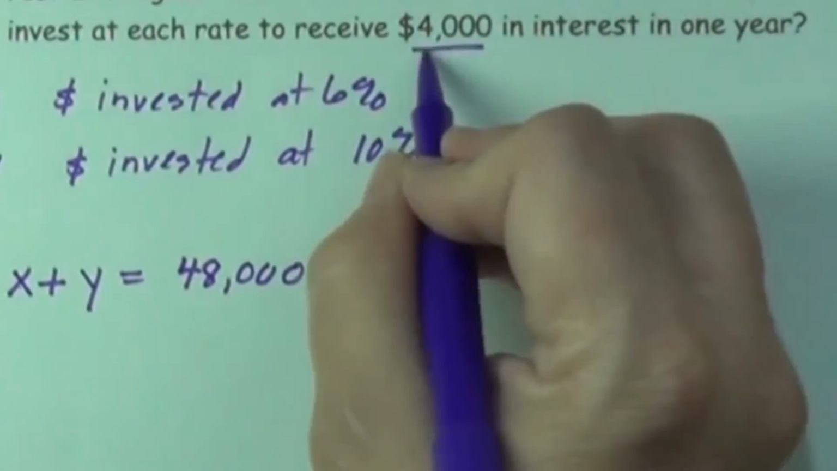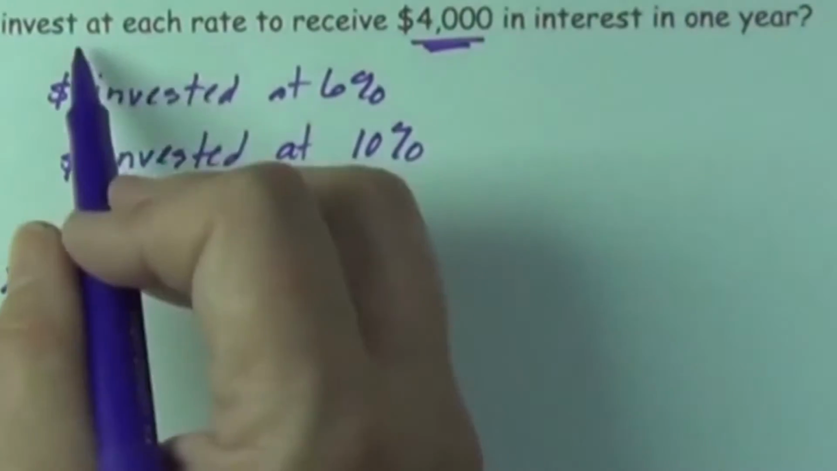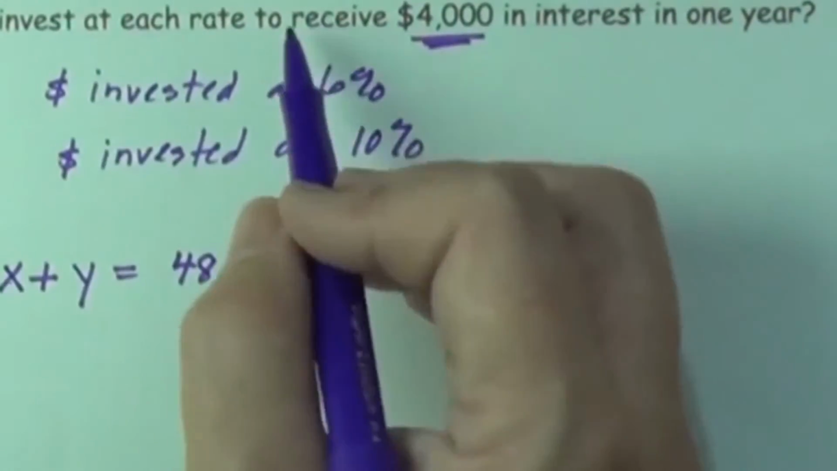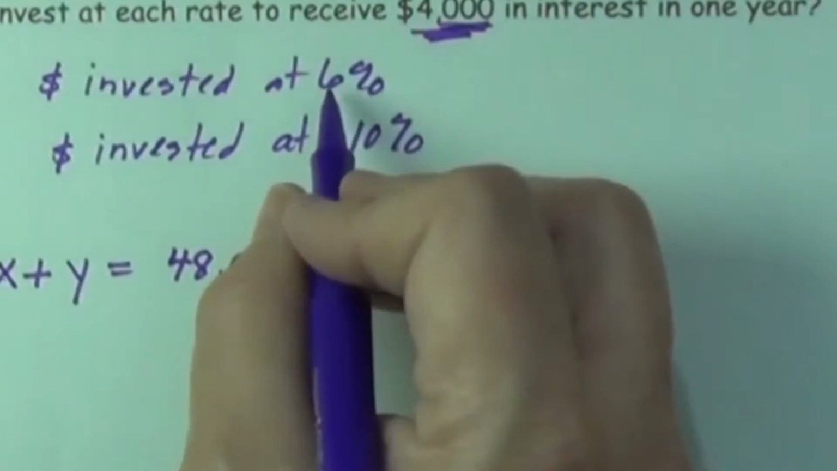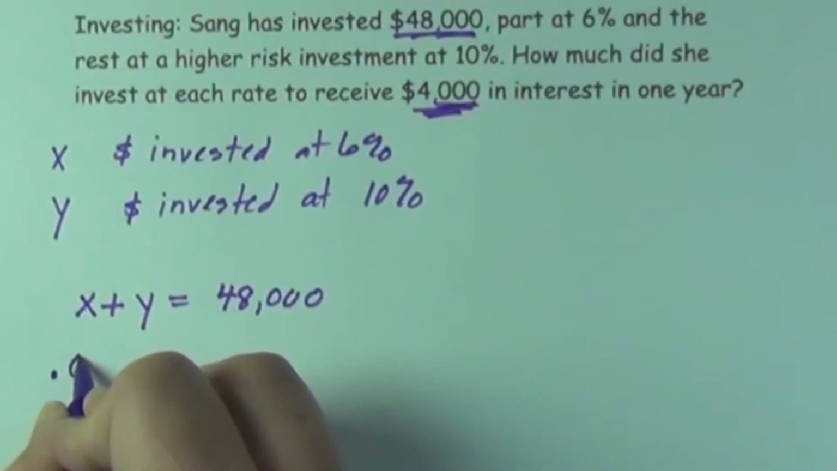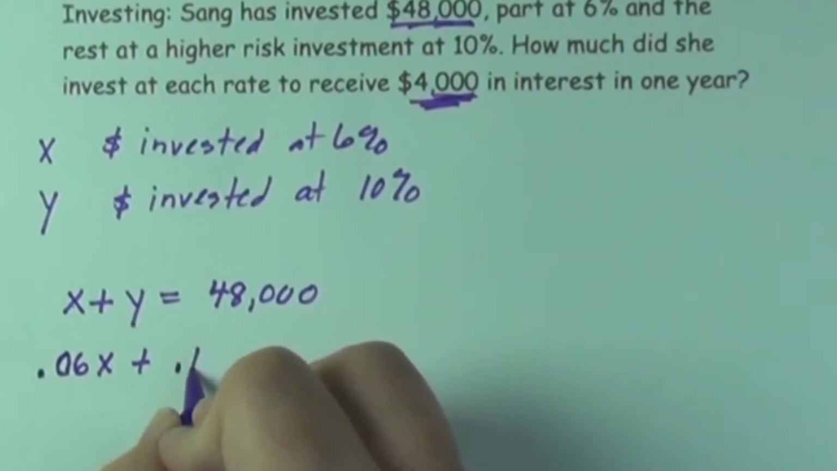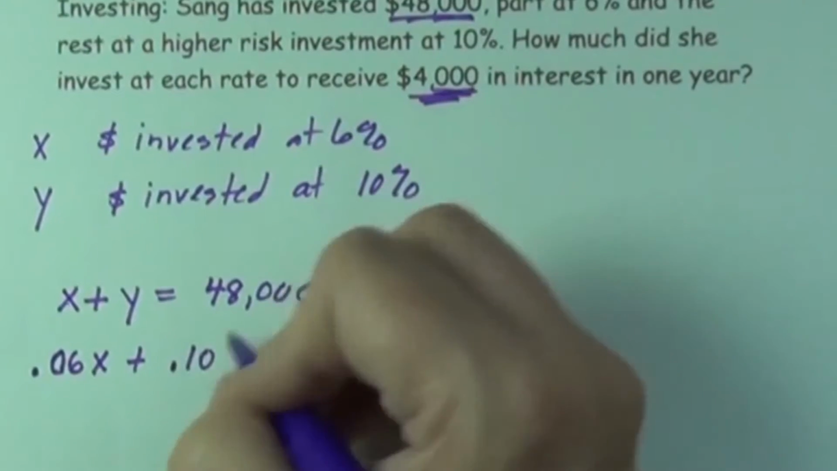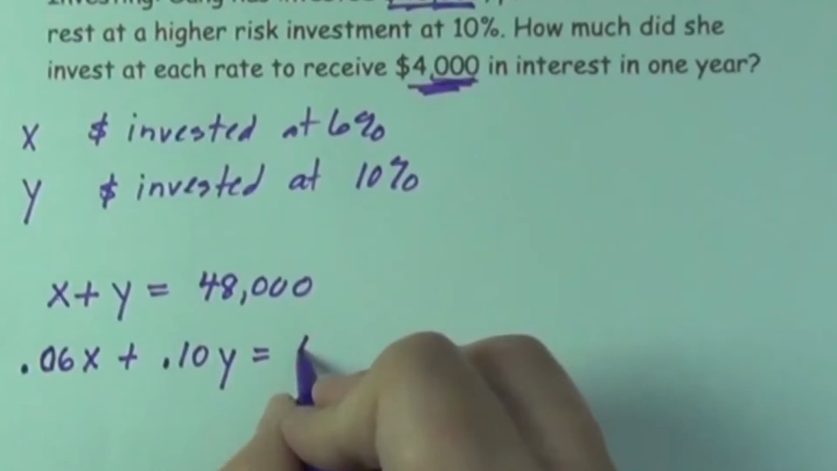And the other bit of information we need to use, it says how much did she invest at each rate, we're finding X and Y, to receive this much interest. The interest is simply computed by taking the rate times the amount of dollars at that. So we have 6% of X dollars plus 10%, note I'm writing these in decimal form as I do this, of Y equals $4,000.